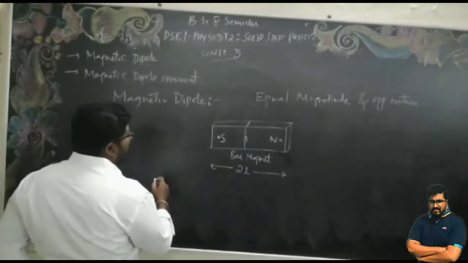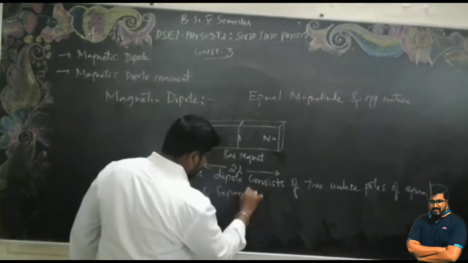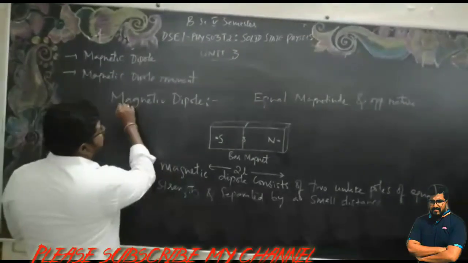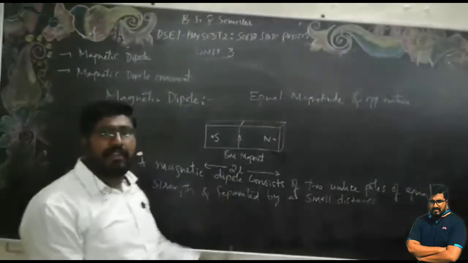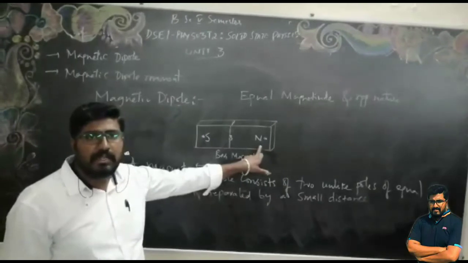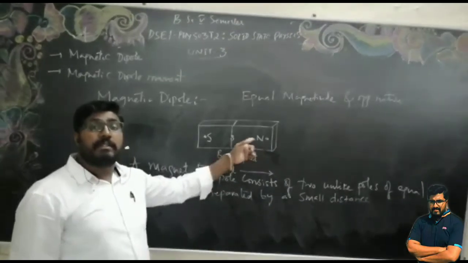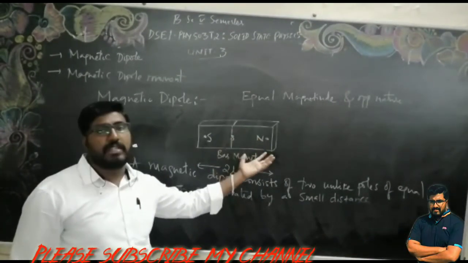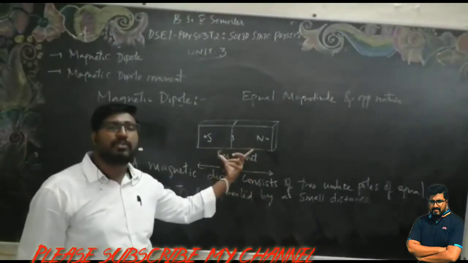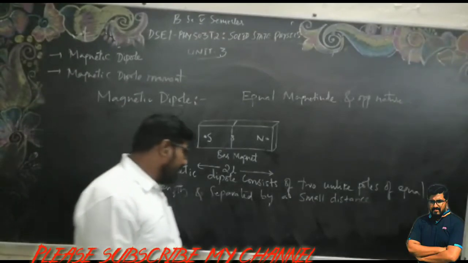Therefore, how can you define the magnetic dipole? The magnetic dipole consists of two poles of equal strength, even though there are two poles they have the same strength, and they are separated by a small distance. That means the distance between these two poles is 2L. So this is how you can define the magnetic dipole.